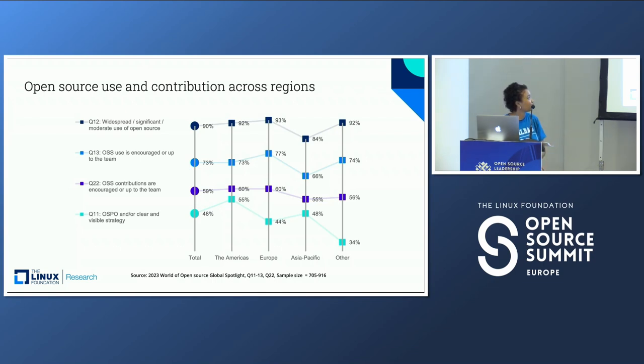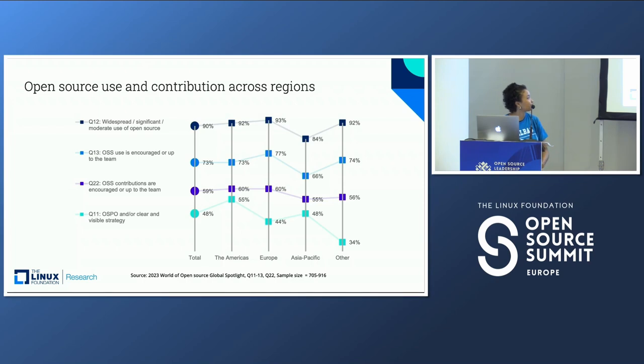Then going down to the use policy and whether open source use is encouraged, or we also had another answer choice which says open source use is up to each development team within the company. That is around the 70 range, and Asia Pacific goes down to 66% in this case.